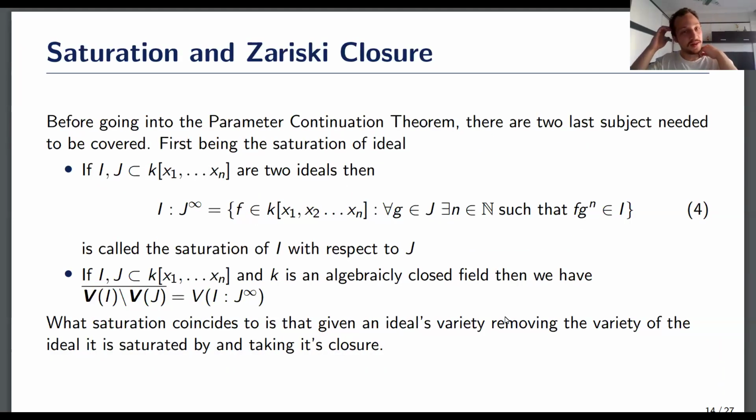So one last thing which I will use is the saturation. Its definition is as follows, but at the level of varieties, what it means is that when you take the variety of I and the variety of J, the variety of the saturation corresponds to taking out the variety of J from the variety of I and taking its closure. Why do we take its closure? Because we want varieties to be closed. And when you take a set out of another set, it may not be closed, so we take its closure.